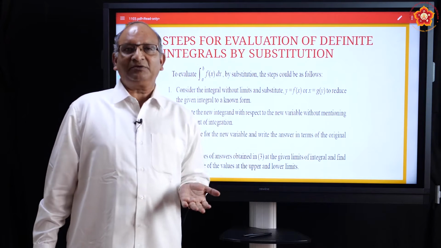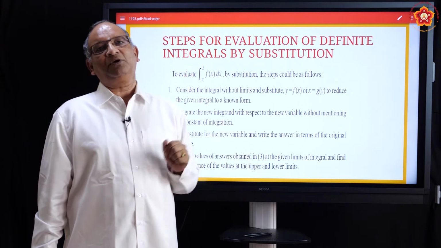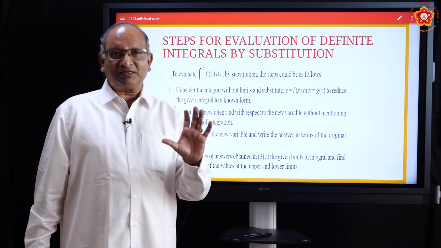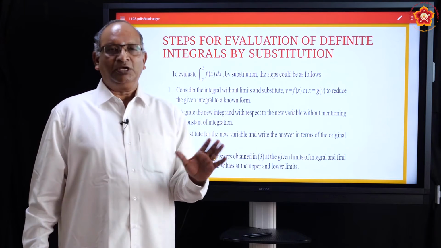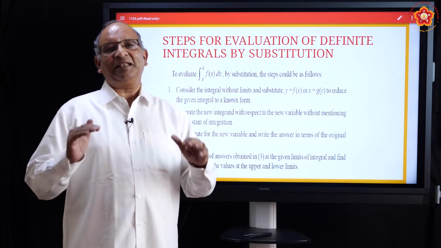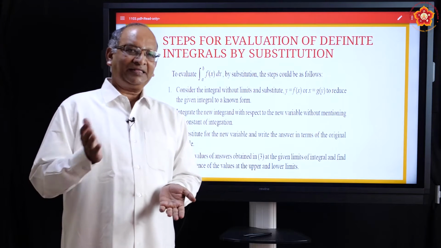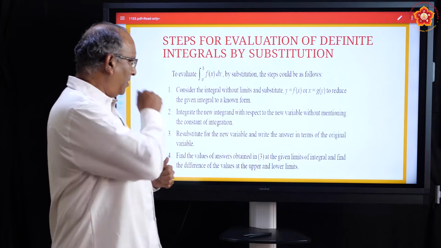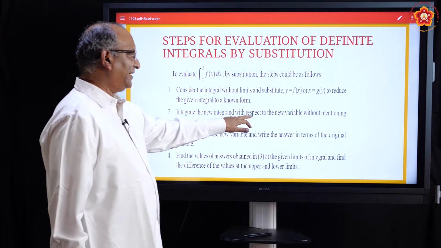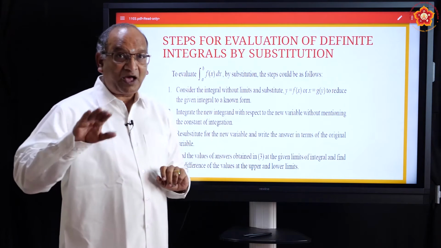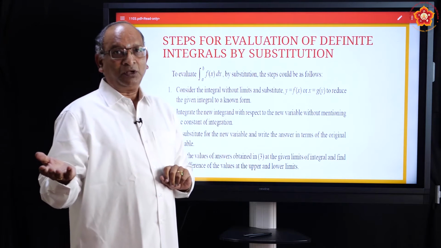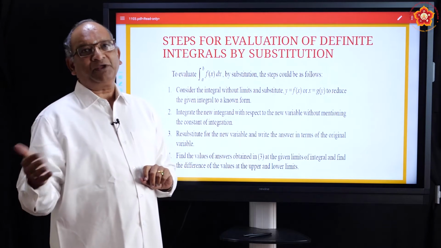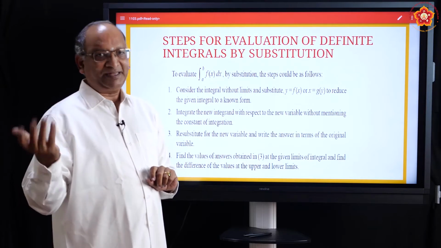Why do we substitute? Because directly we will not be able to do it. Directly we cannot find the integral. So we make suitable substitutions so that we have a function which can be integrated directly either by using a formula or by a particular method. Integrate the new integrand with respect to the new variable. Since we have made a substitution, the variable is no more x. Variable becomes whatever you have substituted, t or anything.